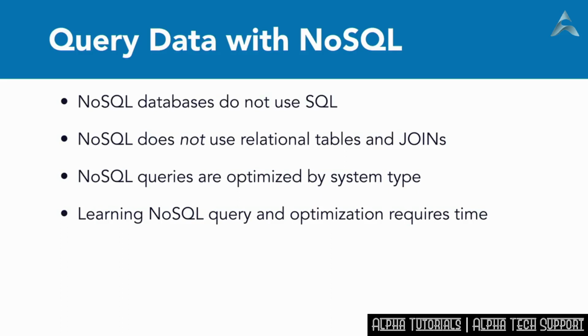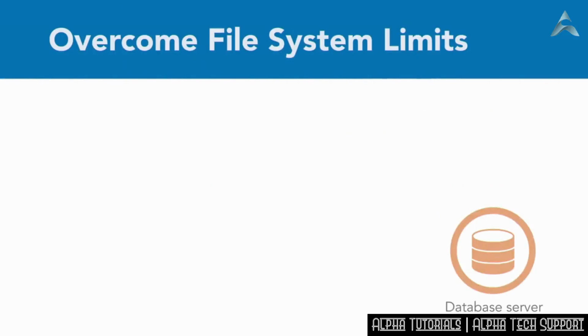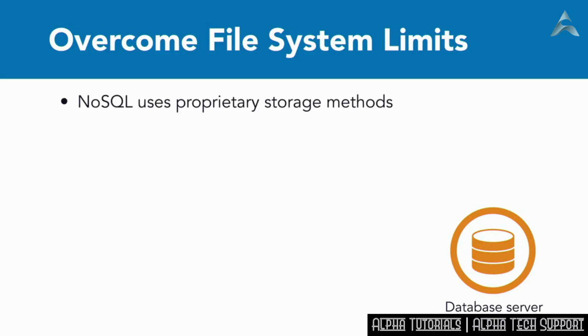So let's consider how NoSQL can overcome file system limits when we work with web-scale behavioral data. NoSQL uses proprietary storage methods, and as I previously mentioned, you can think of it sitting on a scale between file servers and relational database systems.